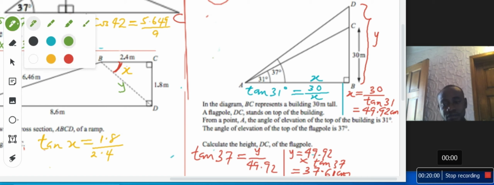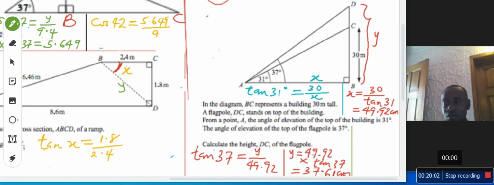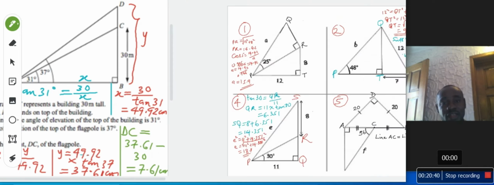So finally, we need to concentrate so that we can get this done quickly and not waste further time. Finally, how do we get the DC we're looking for? We subtract, because this whole thing minus 30. So DC will be this whole thing, 37.61, minus 30, and that will give us 7.61 centimeters. All right, that's basically what I wanted you to see.